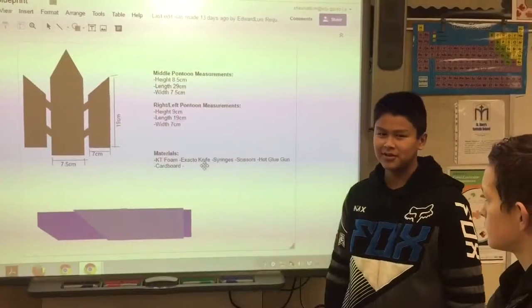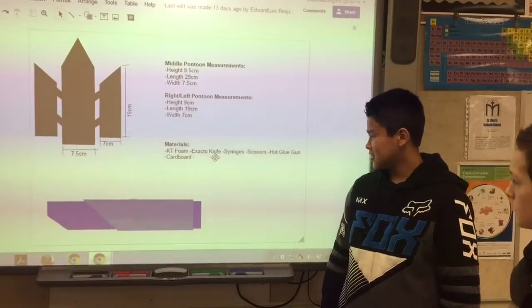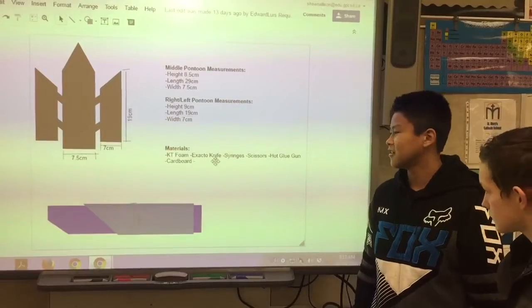The materials we used for our boat were tape, KT foam, 2 syringes, scissors, a hot glue gun, and cardboard.